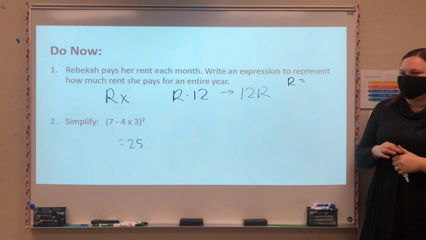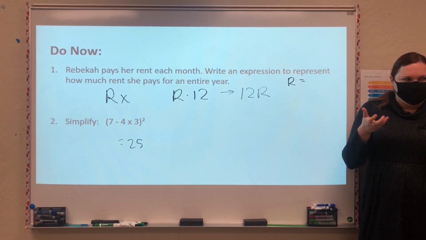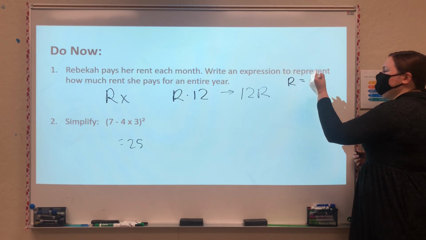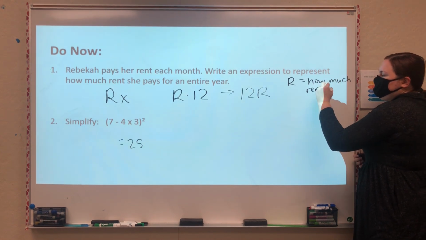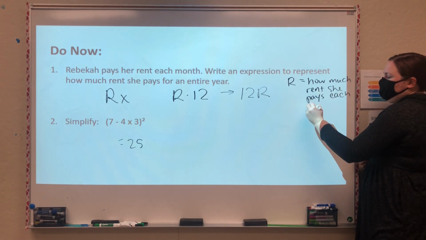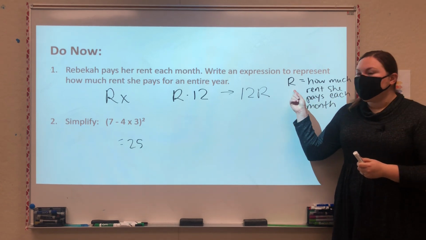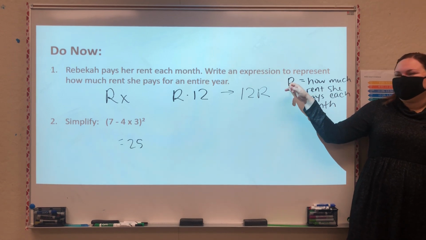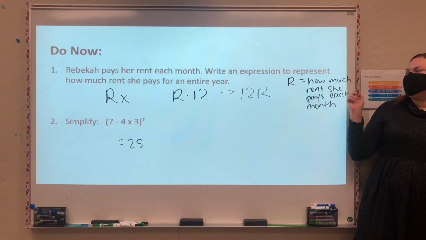I want to come back in and define that variable. So we said rent. Can we make that more specific? What about the rent do you not know? She pays each month. So we don't know how much. Yeah, there we go. So R is going to be how much rent she pays each month. Try to make that as specific as possible. Your variable, we said on Monday, we're using letters to represent numbers. So this should always be describing a number.